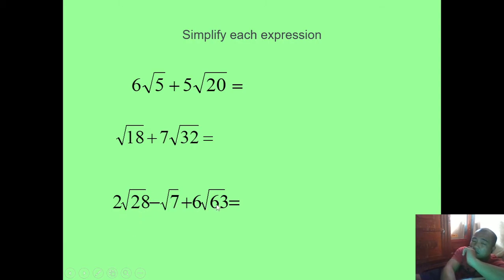Ito naman, 63 is 9 times 6. Ay, sorry, 9 times 7. Square root of 9 is 3 times 6, 18. So, ano to? 4 minus 1, 3. 3 plus 18, 21. 21 square root of 7. Yan na yung answer.